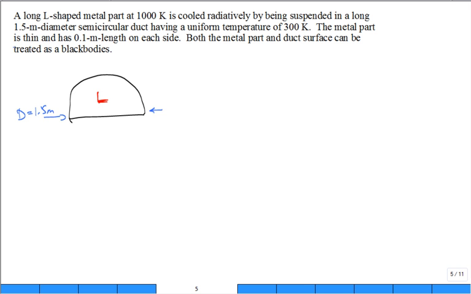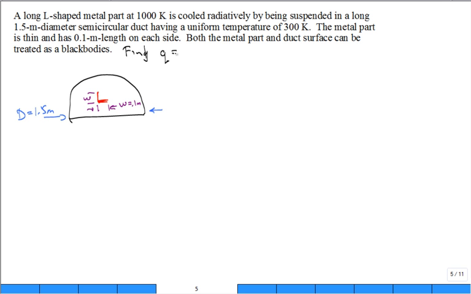The metal part is very thin, and it has 0.1 meter length on each side. So what is the distance from here to here? Let's call it W is equal to 0.1 meter. And from here to here, W is 0.1 meter. Both the metal part and the duct surface can be treated as a black body. And what you're asked to find is Q.